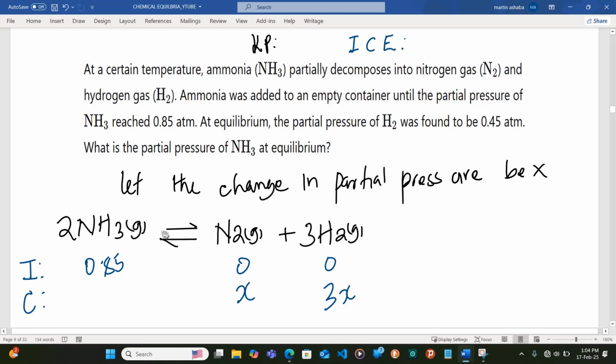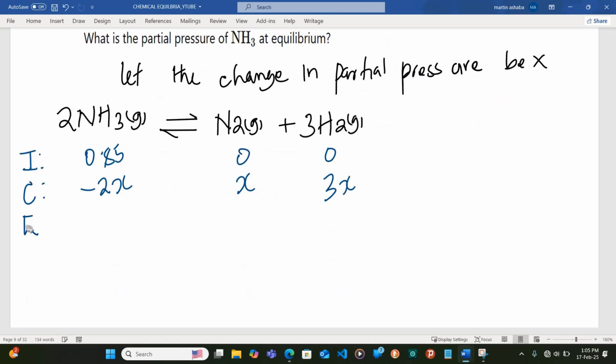And then what is this? The mole ratio for ammonia to nitrogen is 2 to 1, so for ammonia the change is going to be minus 2x. Why is it a minus? Because ammonia is reducing, and nitrogen and hydrogen are plus because they are increasing in concentration, meaning their partial pressures are going to be increasing and the partial pressure due to ammonia is going to be reducing. Now we add E to represent the partial pressure at equilibrium.